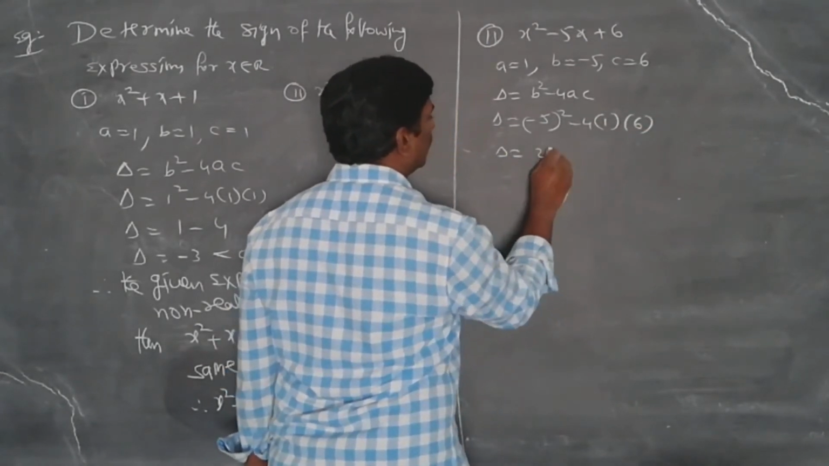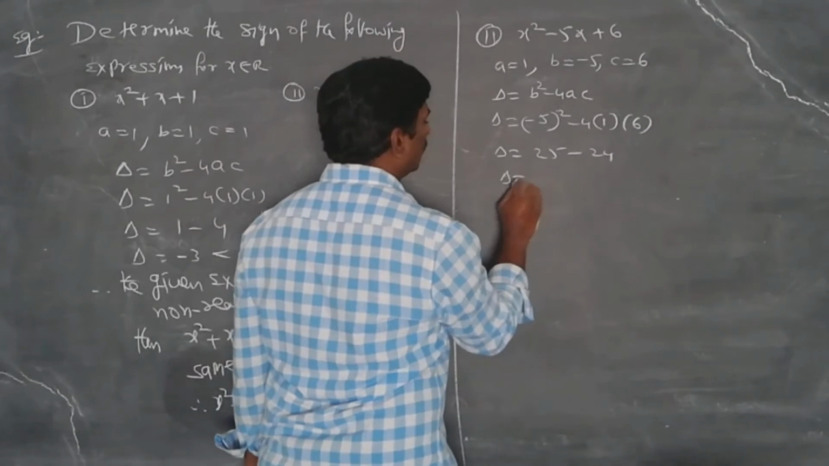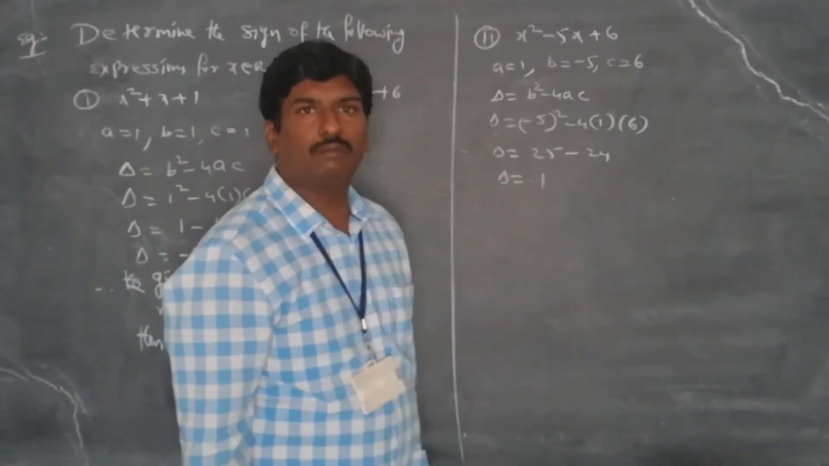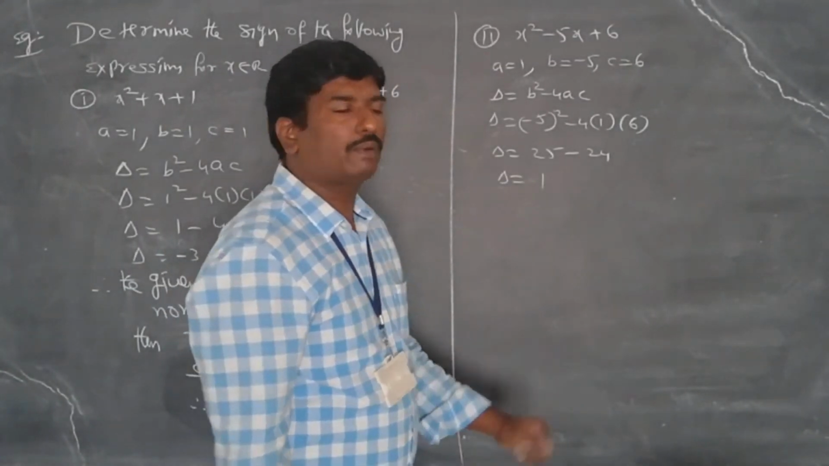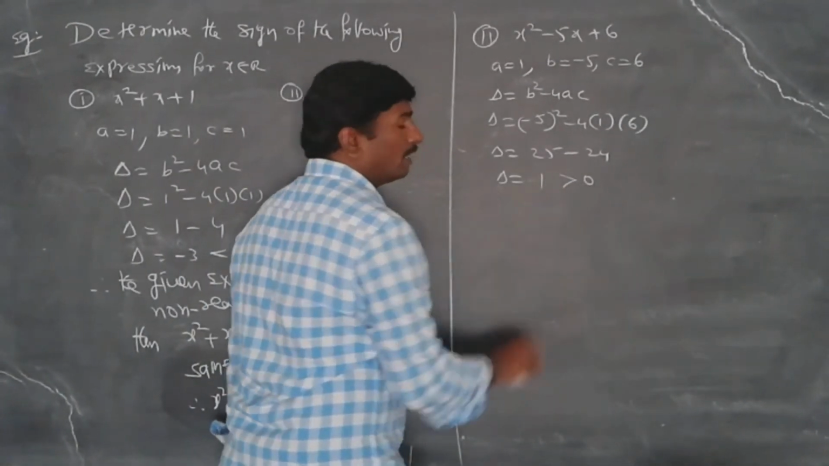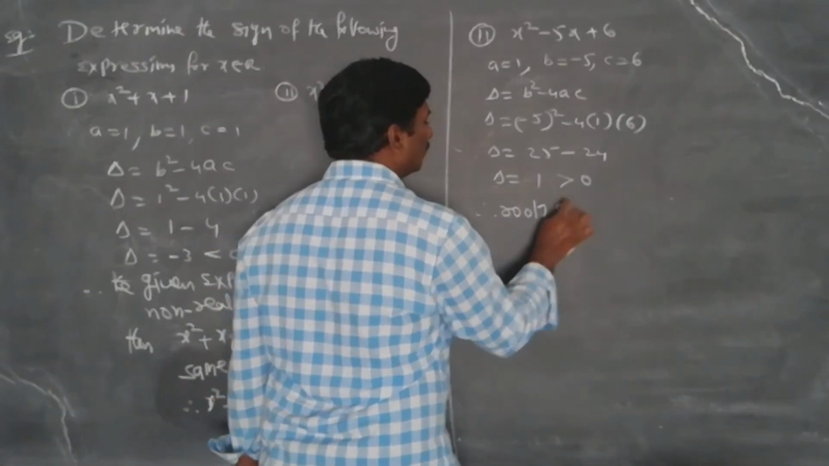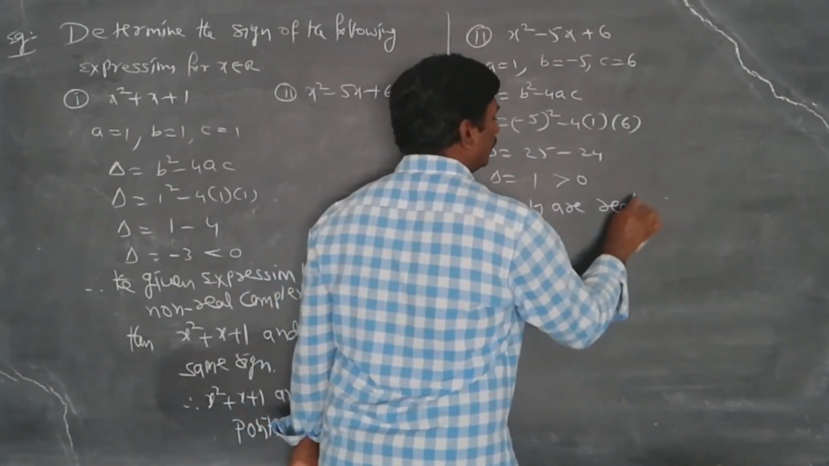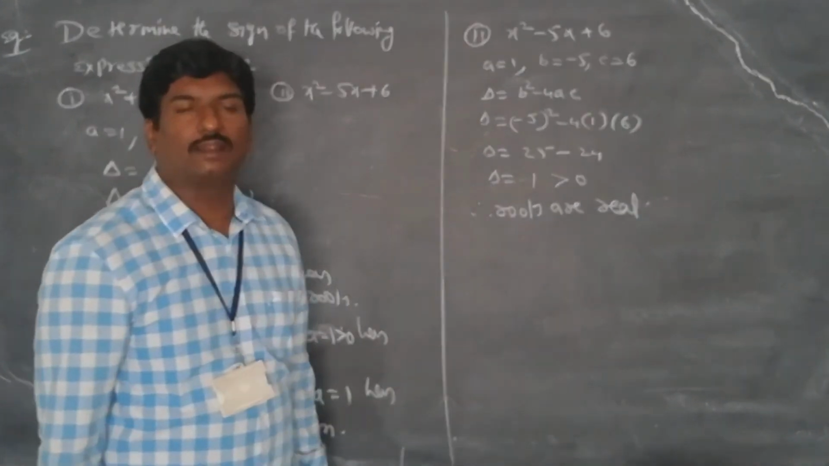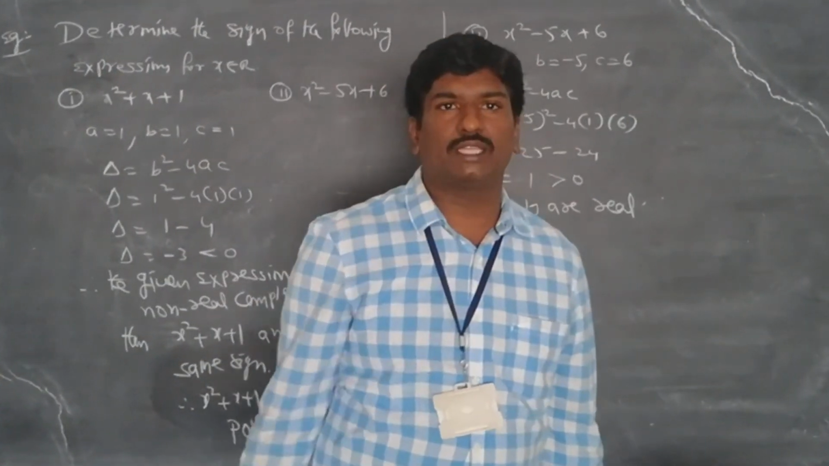So delta: b square means minus 5 whole square, minus 4 into 1 into 6. So what are you getting here? 25 minus 24, that is equal to 1. 1 means positive. Here delta is equal to 1, positive. So therefore here the roots are real. So you have to use the third condition, boys.